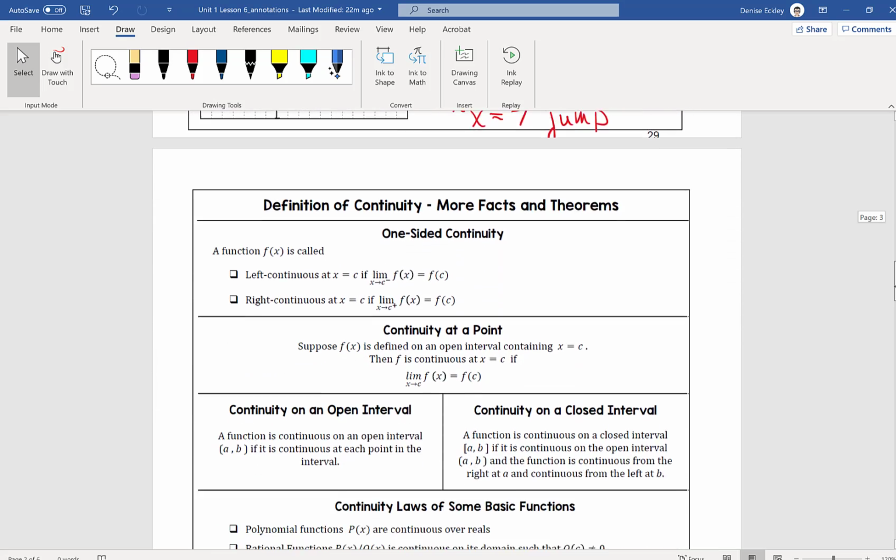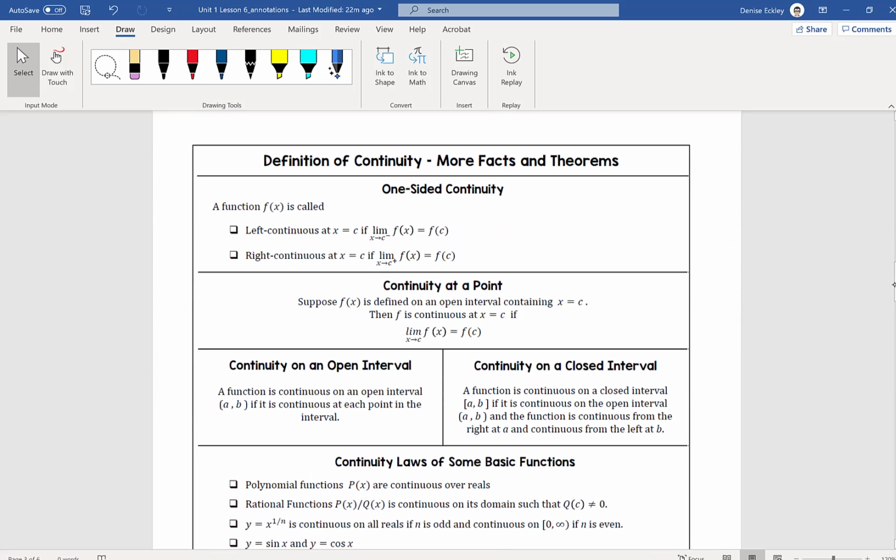Okay, next. Continuity. So some facts and theorems. So you can have one-sided continuity. A function f of x is called left continuous at x equals c if the limit from the left and the value of the function are the same. And right continuity at a point is if the limit from the right at that point and the value of the function are the same. And we had that a couple times in our previous examples.